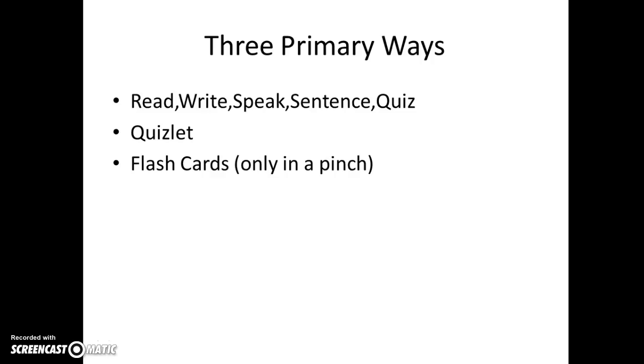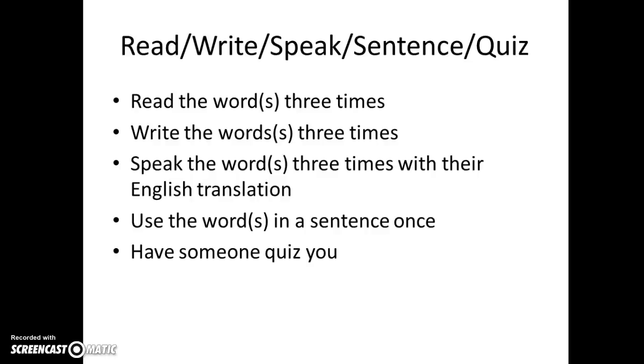So I'm going to outline three primary ways to learn vocabulary at home. One way is the system of reading, writing, speaking, using the vocabulary in a sentence, and having someone quiz you. The next is using technology, and I'm using Quizlet as an example. Quizlet is an excellent website that helps you review and learn vocabulary. And then finally, in a pinch, only when you absolutely cannot do the other two things, you can make flashcards. So let's begin with read, write, speak, sentence, quiz.